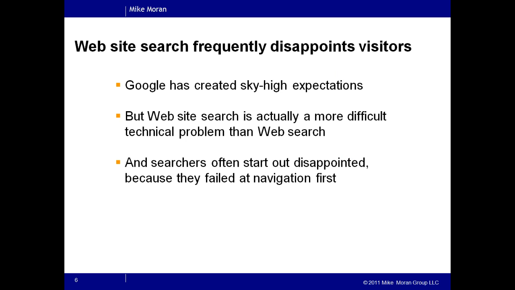So why is website search so frequently disappointing? Well, one of the reasons is that Google works really well. And so if you think about what the problems are, the reason Google works so well, in part, is because they have fantastic technology and thousands of engineers and put loads of money into it. But the other reason that Google works so well is that web search, what Google does, is actually an easier problem than website search.